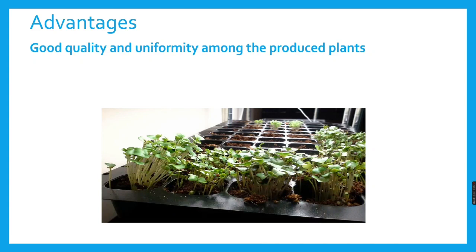So the four advantages are: first, exact copies of parent plants. Second, often simple and relatively quick growth of the plant. Third, large plants can be produced in a short interval of time, and fourth, good quality and uniformity among the produced plants. Then the disadvantages of vegetative reproduction.